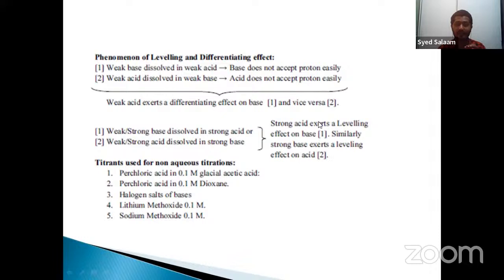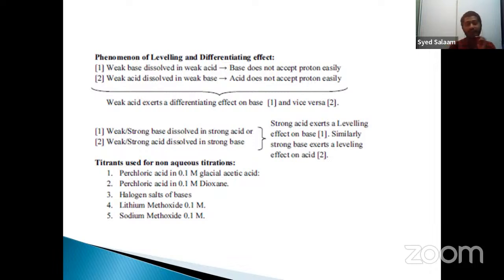The strong acid exerts a leveling effect on the base. Similarly, if we take a weak acid dissolving in a weak base, the acid which has been formed does not donate protons easily. So for that, we need a strong base, which exerts a leveling effect on the acid. That is why the selection is important, and that is why they are not giving correct results with aqueous titration.